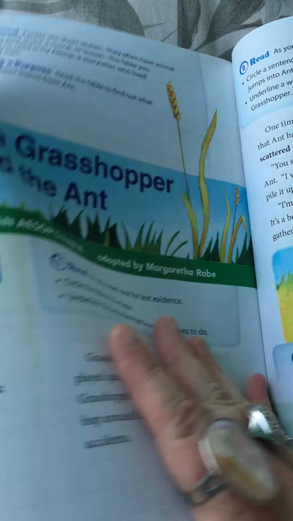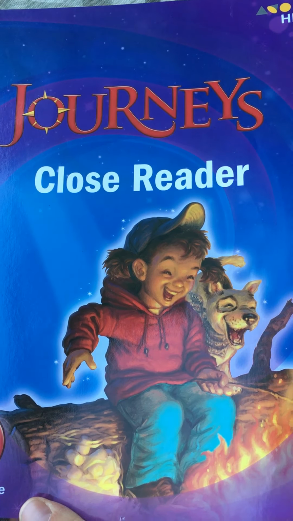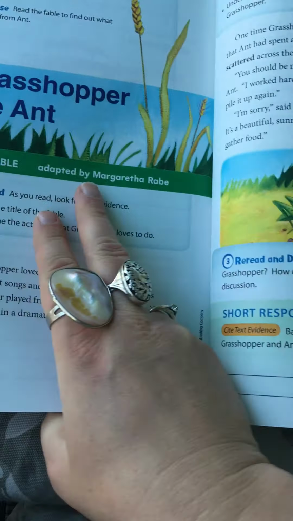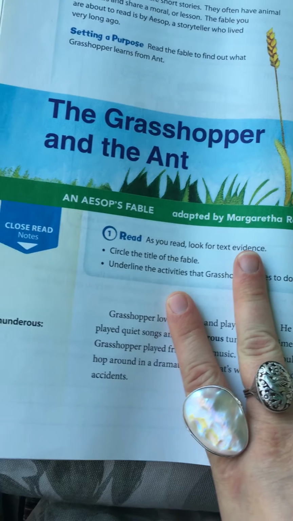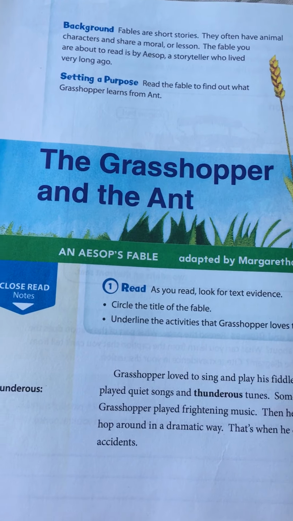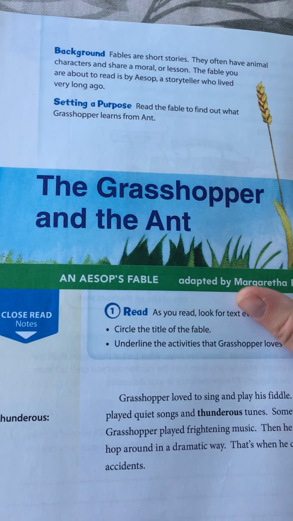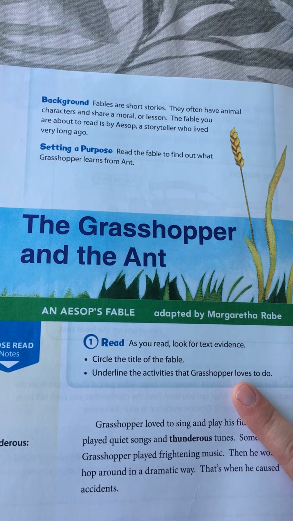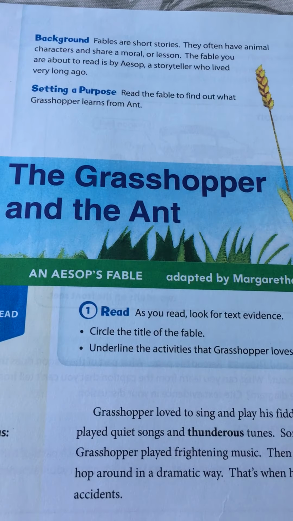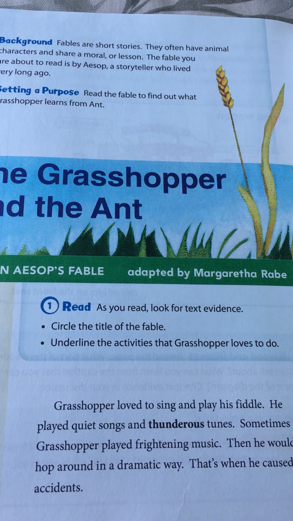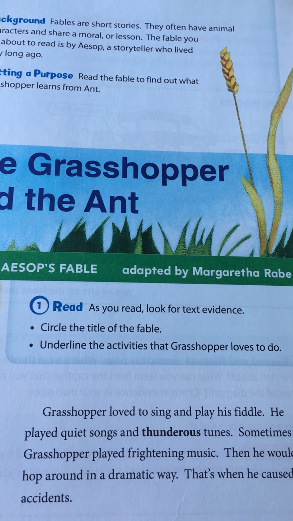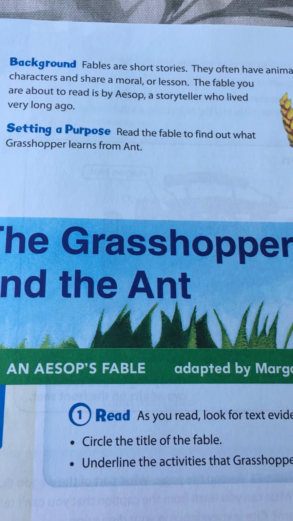Today is Wednesday, and we have an assignment in our Journeys Close Reader. So you're going to need this book. Please turn to page 94, The Grasshopper and the Ant. The Grasshopper and the Ant is a fable, and fables, as we know, teach a lesson, which is called a moral. So we're going to start today by looking at these pages and reading and walking through it together so that you can answer the short responses at the bottoms of the pages. So we're going to start at the beginning.